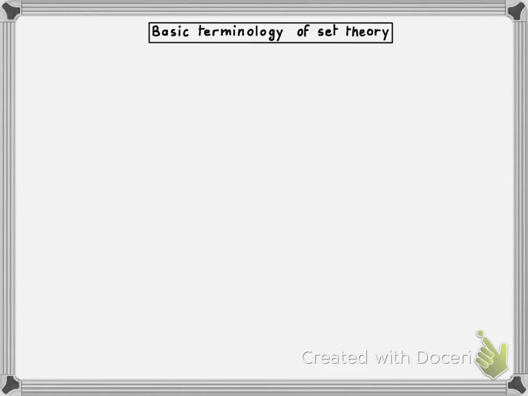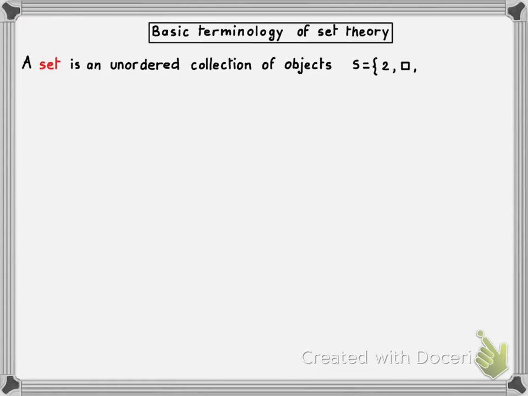So let's start by defining a set. A set is an unordered collection of objects. That's a pretty general definition. Let's look at a specific example. Let's consider the set called S, and we typically list the elements of a set between curly braces. Here the first element is the number 2. The second element of the set S is that box, that square. The next element is the number 1. And the last element is a string, "set".